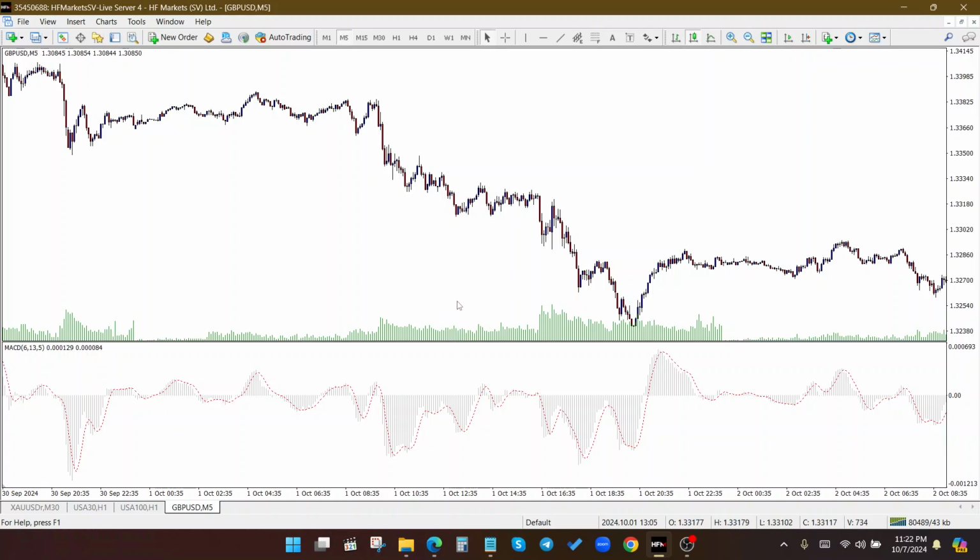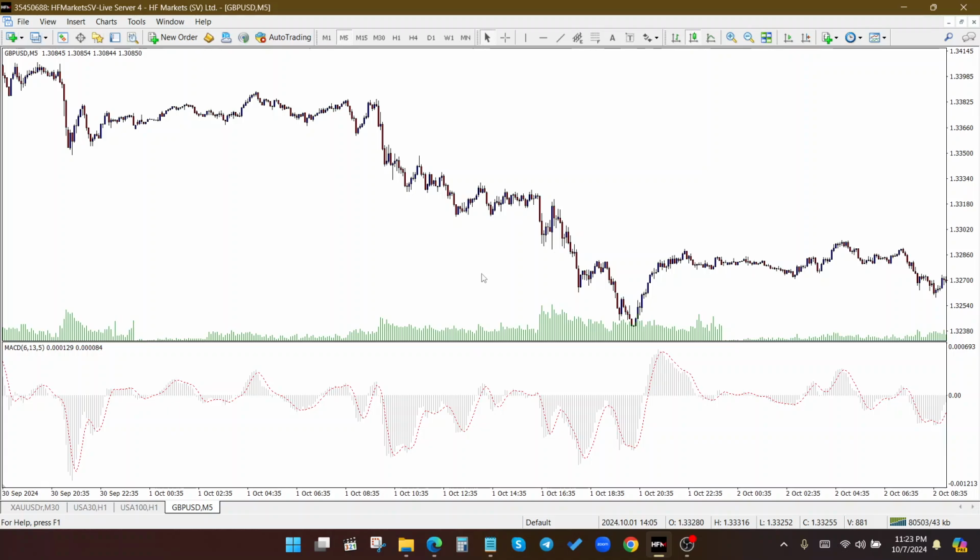You may not want to act on the very first signal that you receive from the MACD. Instead, you can wait for confirmation from other indicators. You can use other indicators for confirmation of your entries, your exits, your buy and sell trades. You can use other indicators in addition to price action for your confirmation, right?